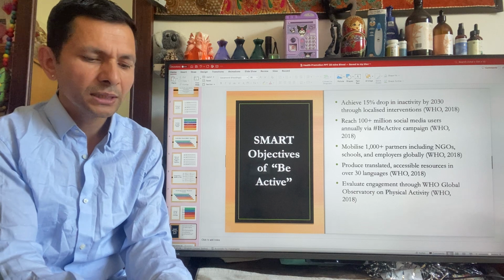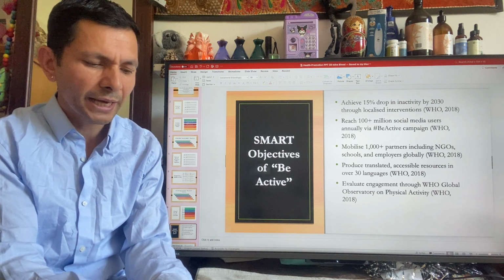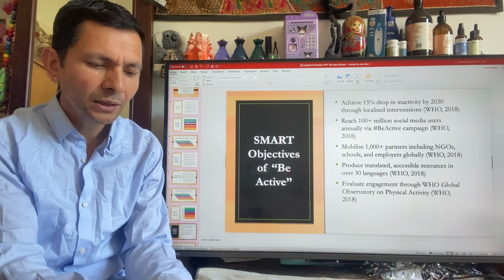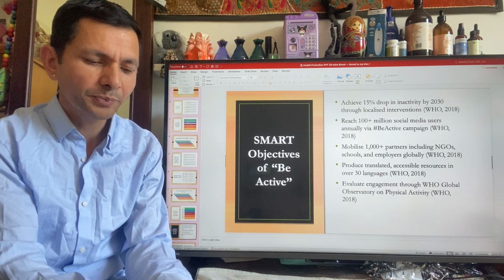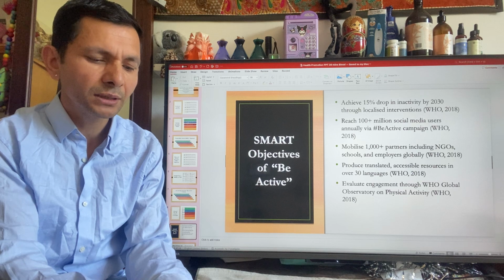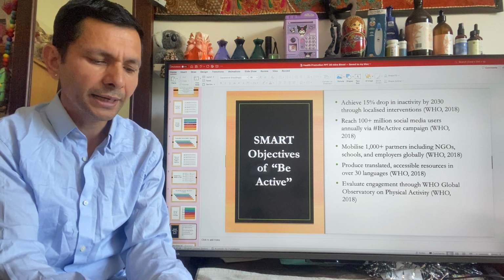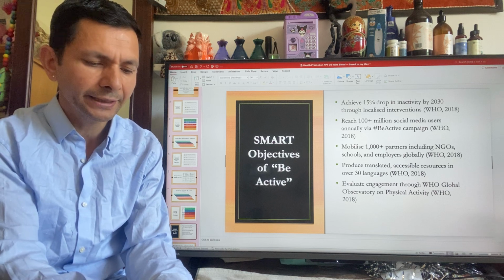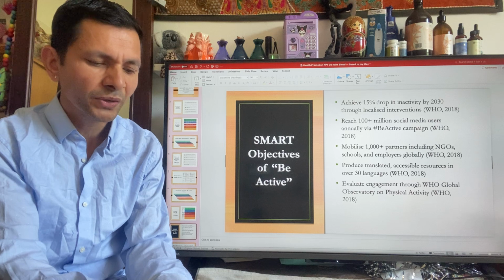And another one, SMART objectives of Be Active. The campaign's objectives are built using the SMART model: specific, measurable, achievable, relevant, and time-bound. The headline goal is a 15% reduction in inactivity by 2030 through interventions tailored to local needs.